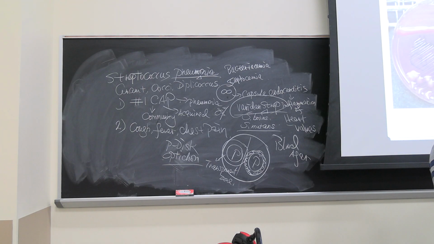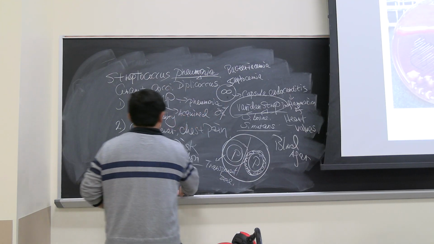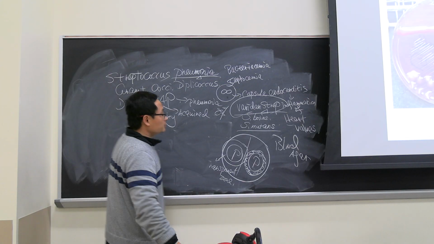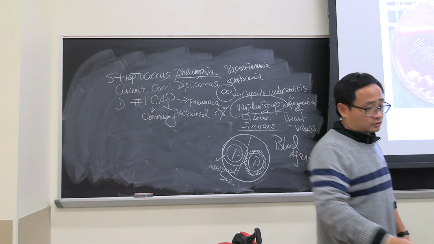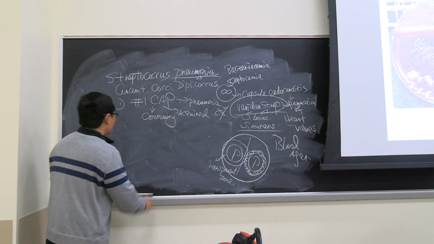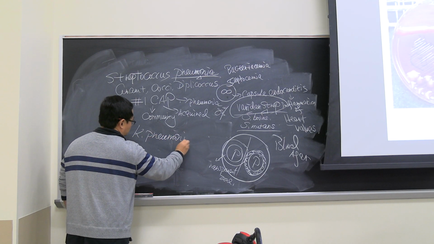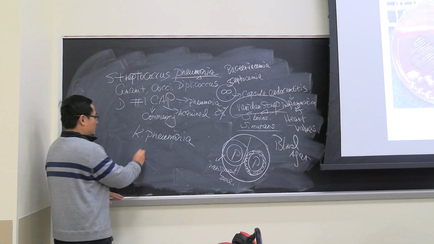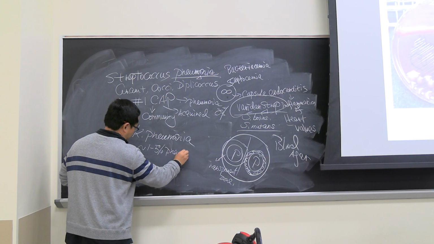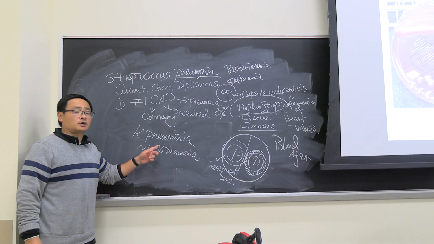Okay, we want to mention the next one. Klebsiella pneumoniae. So we talked about Streptococcus pneumoniae, very severe. 80% of the pneumonia in the United States. We call it the number one CAP, community-acquired pneumonia. But how about Klebsiella pneumoniae? This one is responsible for only 1 to 5% of the pneumonia in the United States. Yes, it will cause pneumonia, but not that severe. But what will they cause?